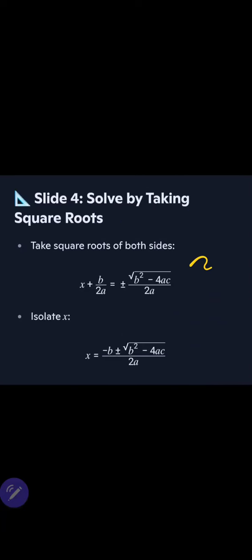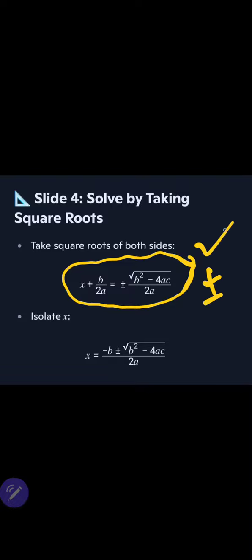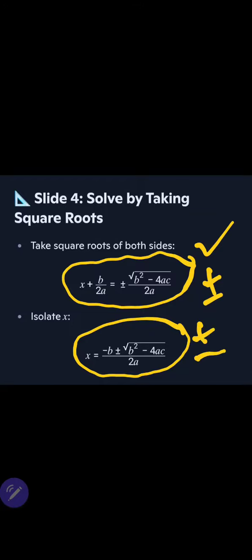Now we solve that equation by taking square root on both sides. So x plus b by 2a is plus or minus, you have plus or minus on the right hand side, and x is equal to this quantity. There are two values here, one corresponding to plus and one corresponding to minus.